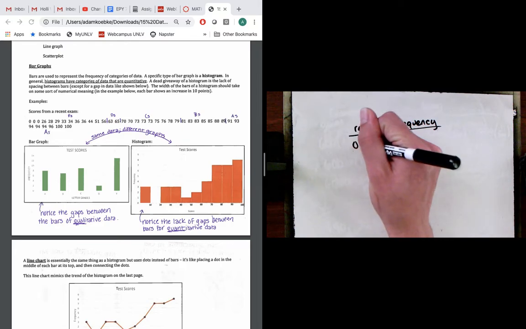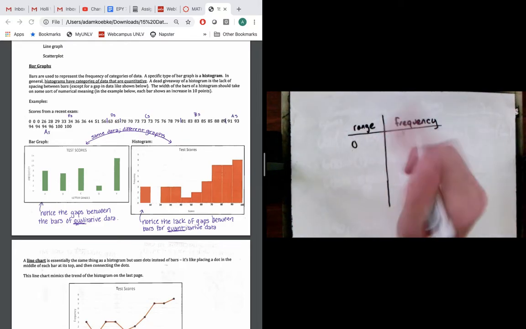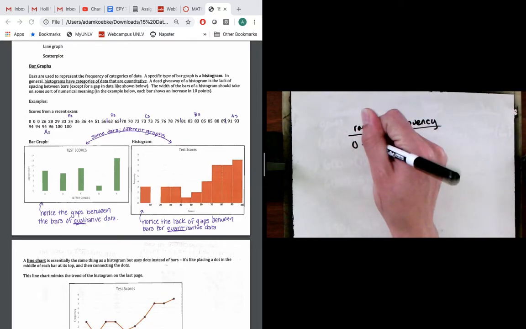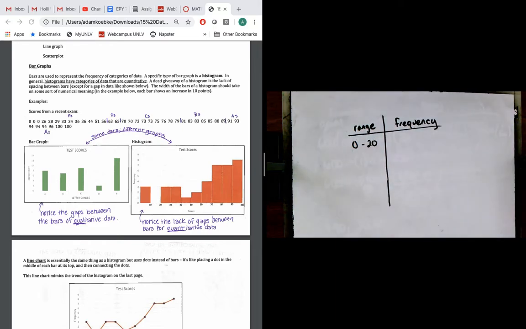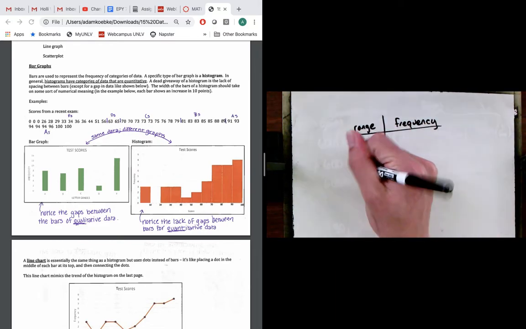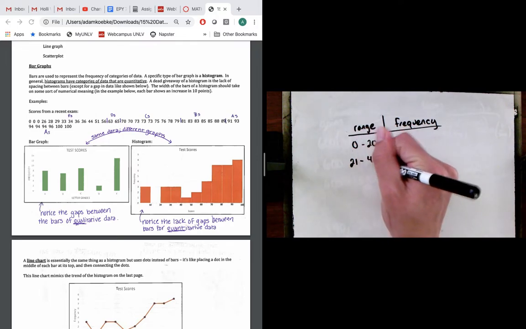I'm going to say a range from, well, nobody got a, oh yeah, there were 3 people that got a 0 on this exam, so I have to include 0 in here. I'm going to say 0 to 20 for the first range. The next range I'll say 21 to 40.